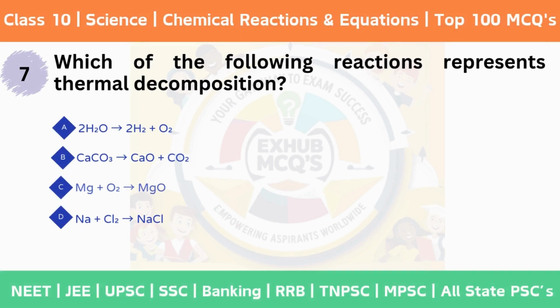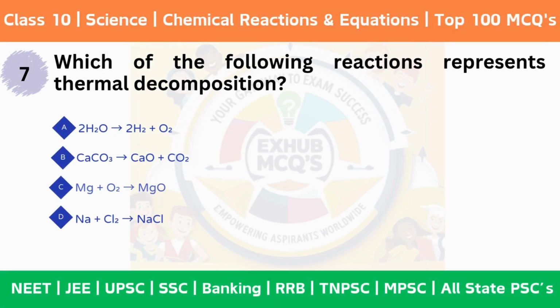MCQ 7. Which reaction is an example of thermal decomposition? Option A, water breaking into hydrogen and oxygen. Option B, calcium carbonate breaking into calcium oxide and carbon dioxide. Option C, magnesium reacting with oxygen to form magnesium oxide. Option D, sodium reacting with chlorine to form sodium chloride.